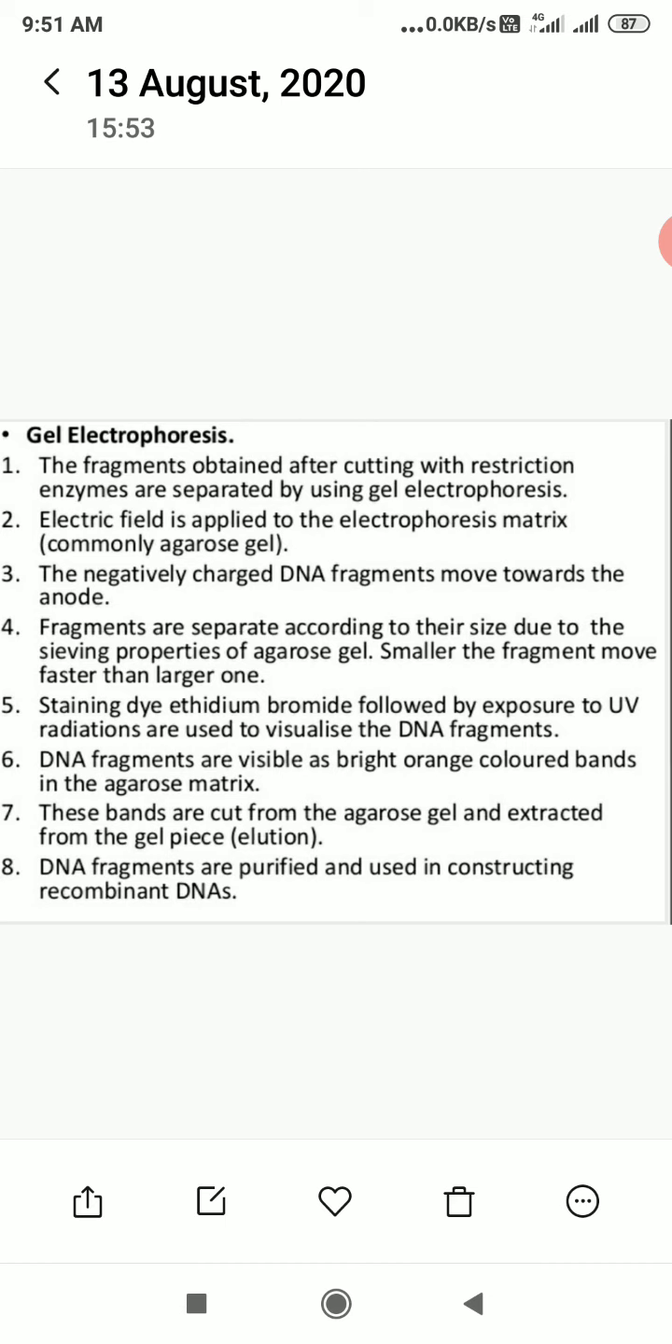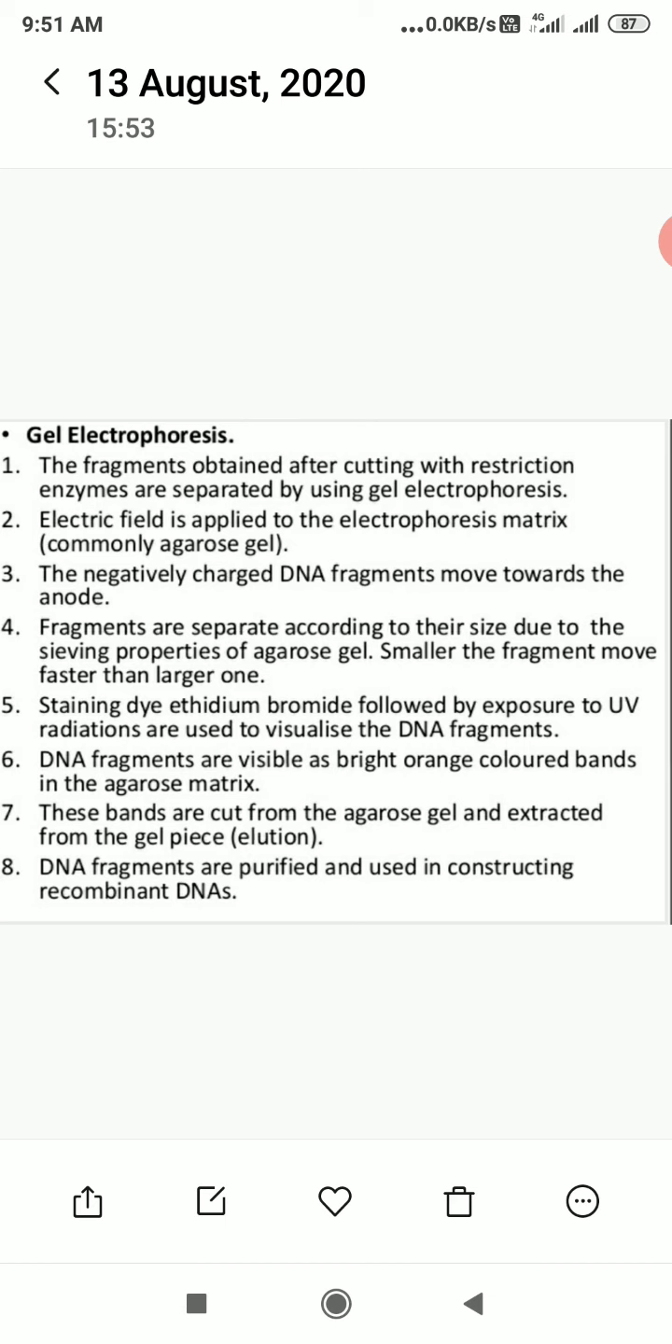Then we stain these fragments with ethidium bromide, followed by exposure to UV radiation to visualize the DNA fragments. So when we keep these stained fragments in ultraviolet radiation, only then are we able to see these fragments. DNA fragments are visible as bright orange colored bands in the agarose matrix.